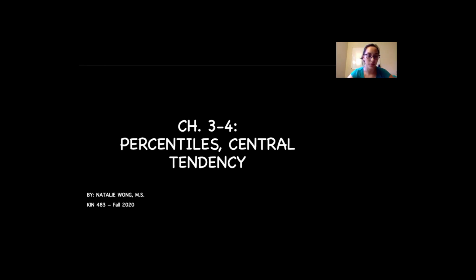But what we're really here to talk about today is percentiles and measures of central tendency. This is split up into 2 different chapters. So percentiles is discussed in chapter 3 if you have the book. Measures of central tendency is in chapter 4. It's not a super lengthy lecture today, so I'm hoping we are within our time. But we're going to start with talking about percentiles.